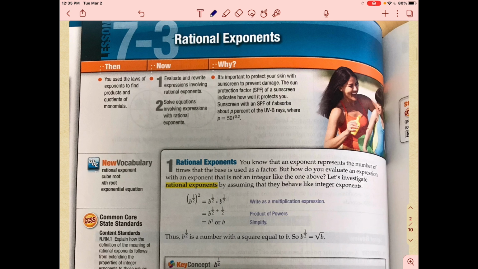And we need to be able to evaluate and rewrite expressions involving rational exponents. That's just being able to say something like this: b to the 1/2 equals the square root of b. And we need to solve equations involving expressions with rational exponents. So if the bases are exactly the same, then we can just make the exponents equal each other.